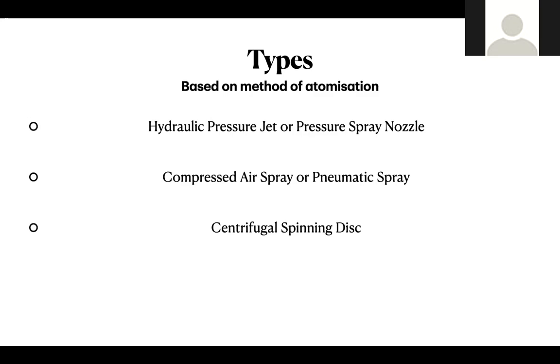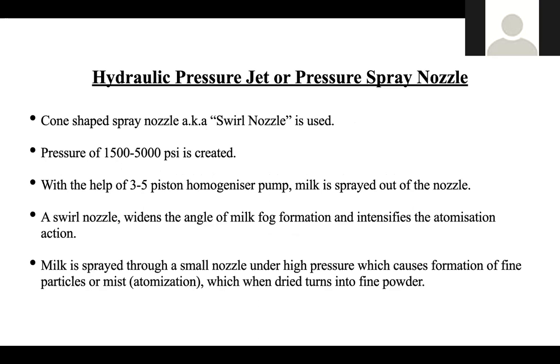So now we will take each and every method of spray drying one by one. First comes the hydraulic pressure jet or pressure spray nozzle. As you can get from the name, pressure spray nozzle, obviously there is a cone-shaped spray nozzle which is used for this purpose. This pressure spray nozzle is also known as a swirl nozzle. Why swirl? Swirl means to move in all directions. Jaise hum ice cream ka pura scoop lete hai na, ek swirl banate hai. Similarly, this nozzle moves in that particular manner.